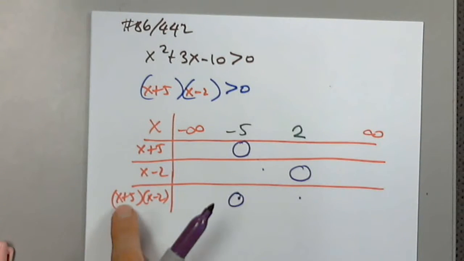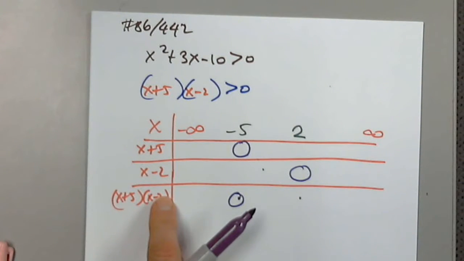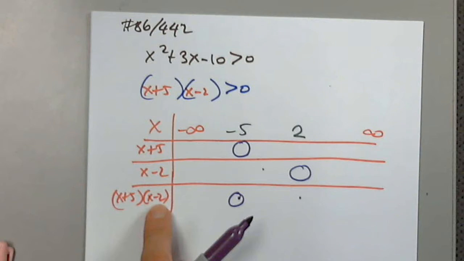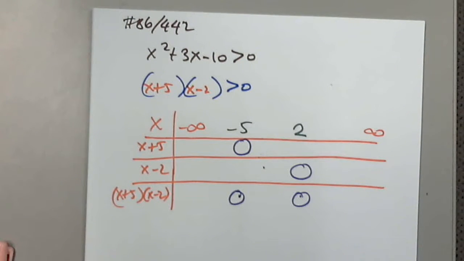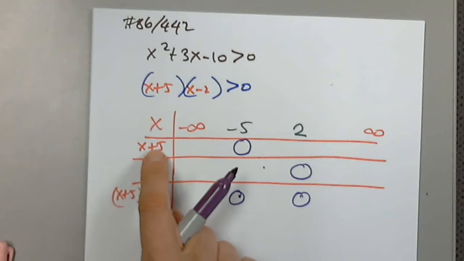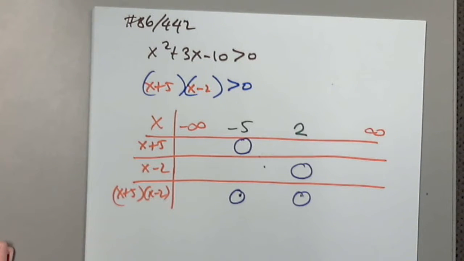Yes, because if you plug in -5, this is 0 times -7. If you plug in 2, this is 0 times 7, so it must be 0. If any of the factors is 0, a product is 0. We agree? Good. So what is the sign of this? Remember the end behavior? It looks like this or it looks like this. Which one? Or plug in a number.